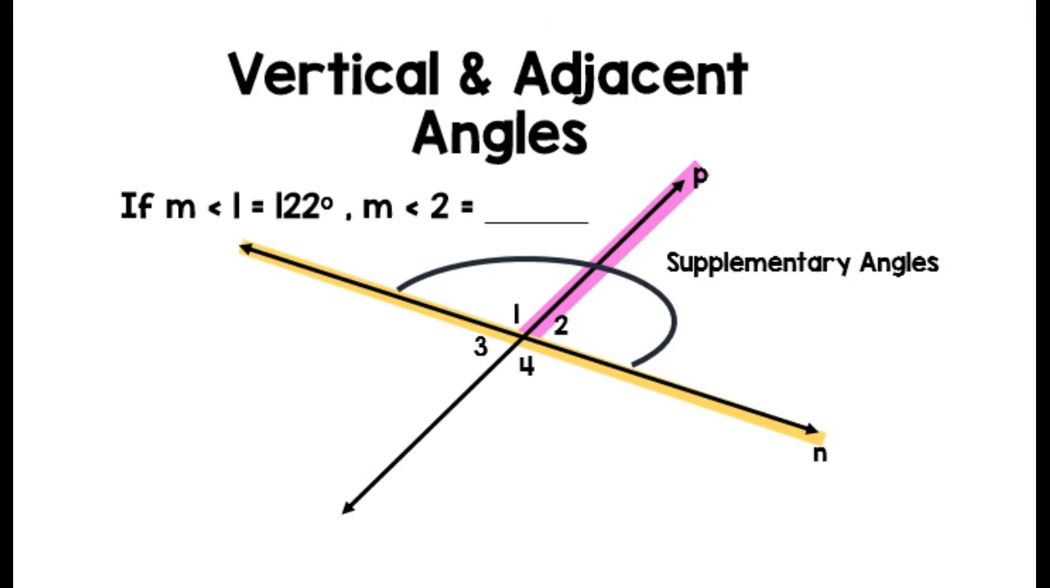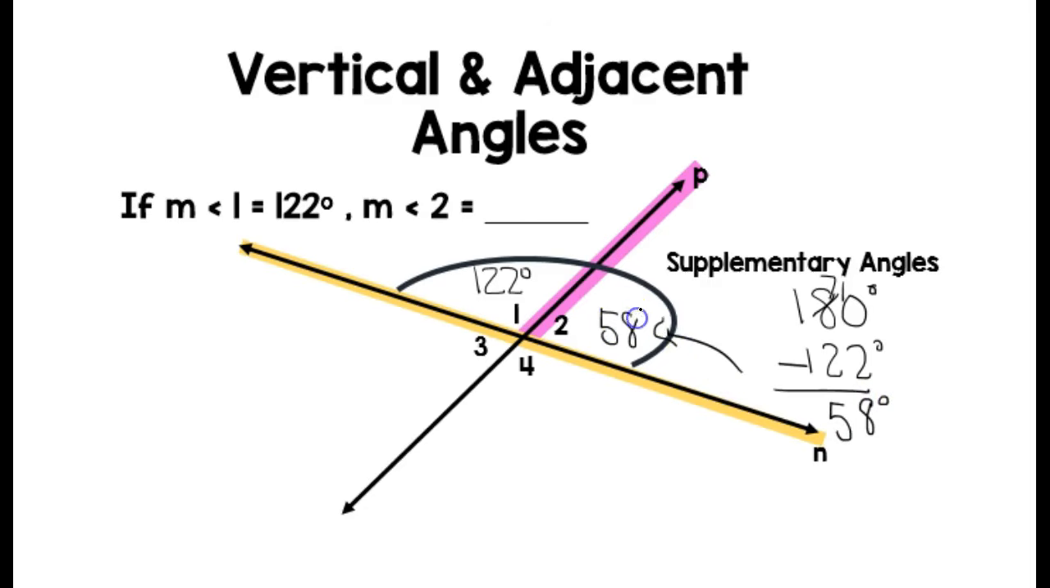We know that supplementary means two angles that add up to 180 degrees. So if I know that angle 1 is 122 degrees, if I go ahead and subtract 122 degrees from 180, I end up with 58 degrees. That means that my angle number 2 here has to be 58 degrees.